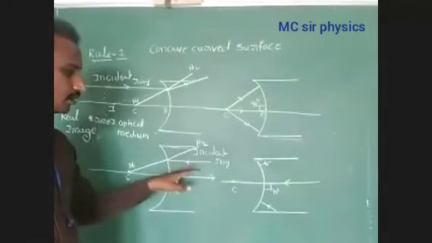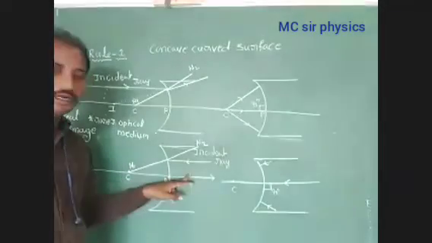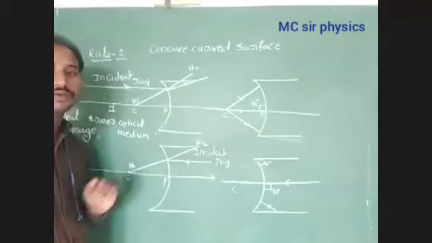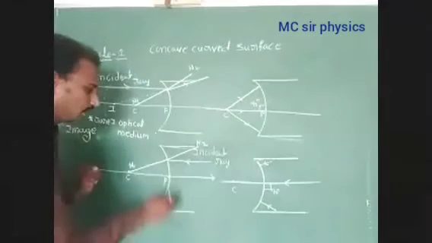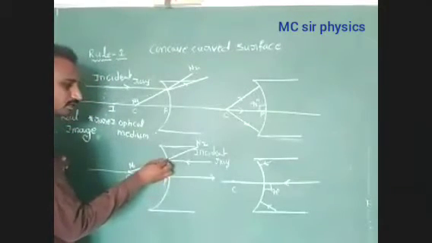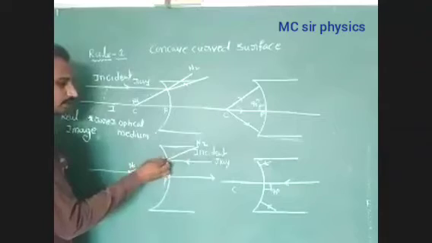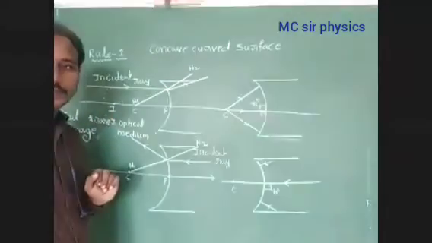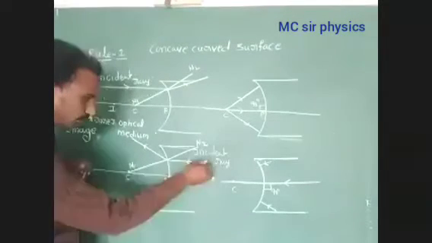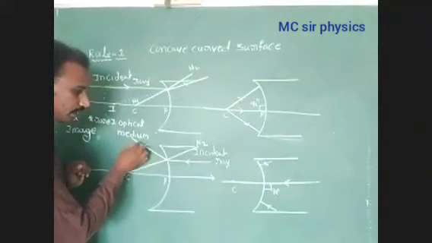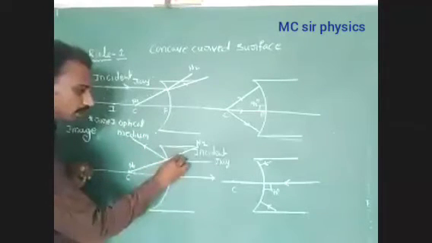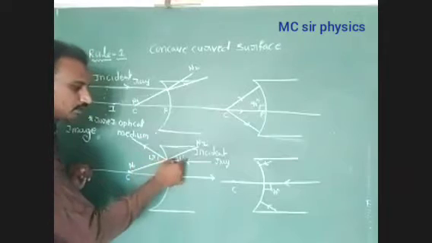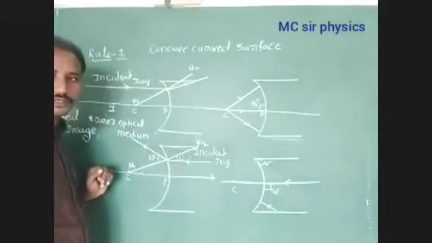What is the direction of the incident ray? The direction of the incident ray is from denser to rarer. Then the refracted ray bends away from the normal. Do you identify this point? This represents the incident ray. What is the refracted ray? It bends away from the normal. Here, identify the angle of incidence and angle of refraction. The angle of refraction is more than the angle of incidence.